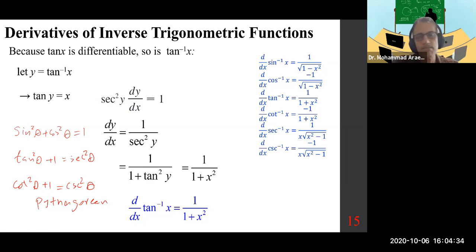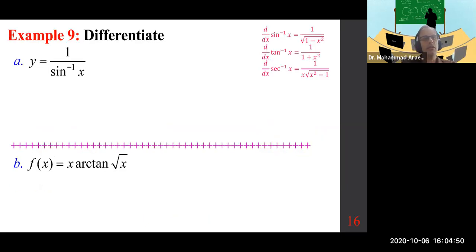Okay, class? I hope everybody's comfortable with that. I highly recommend you do a couple of them on your own for practice. Just mimic what we did. Do cosine, okay? Do secant, okay, on your own. All right. Let's look at the derivatives of inverse functions.